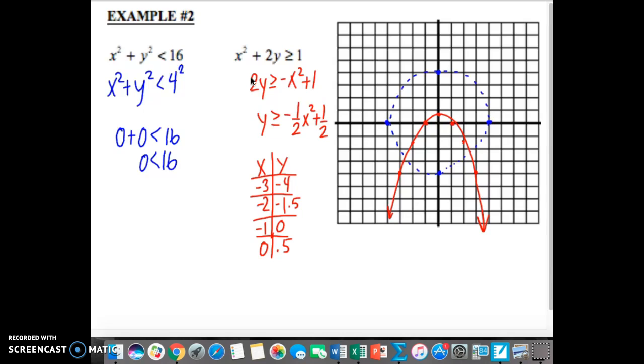Since the ordered pair 0, 0 is not lying on the parabola, we can go ahead and check 0, 0 as a point. So 0 plus 0 is greater than or equal to 1. Certainly 0 is not greater than or equal to 1. So we know that when we shade, we will have to shade above the parabola, but still within the circle. So the shaded region inside the circle, but still above the parabola, is our solution to the system of inequalities.